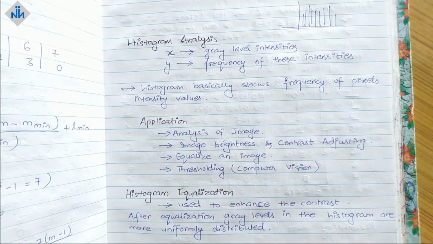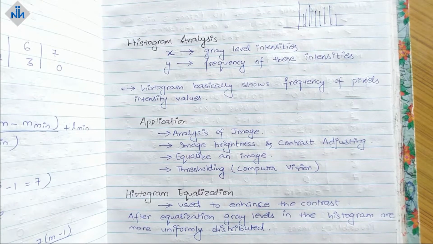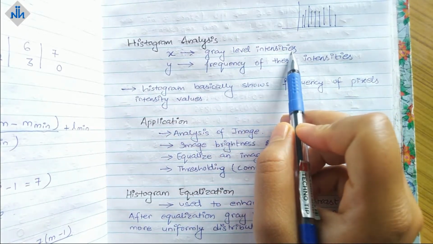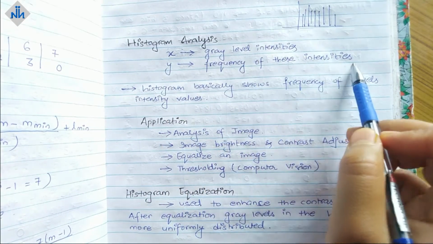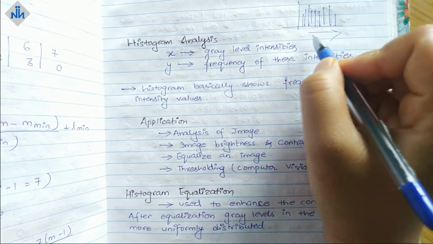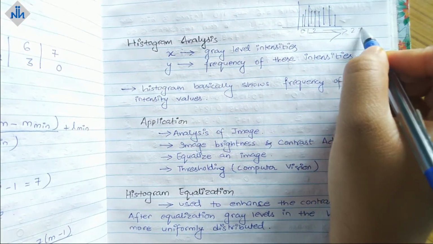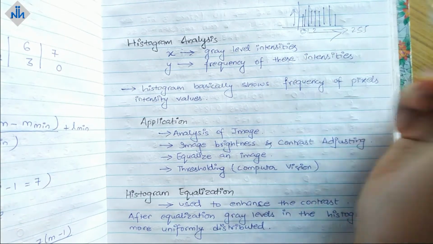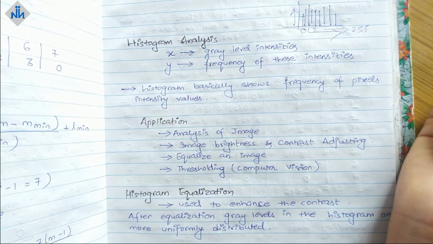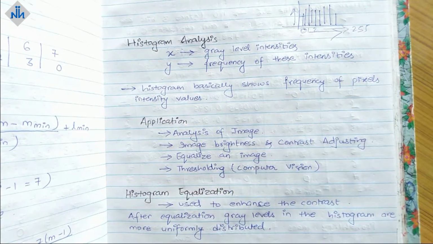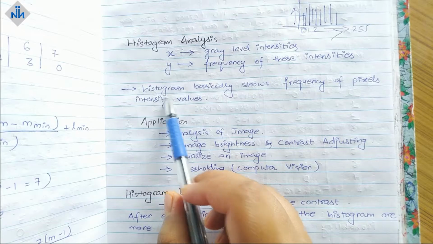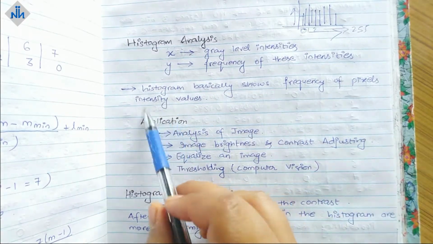So in image processing, a histogram gives us the frequency of all the gray levels in an image. X represents gray level intensities and Y represents the frequency of these intensities. Here we have our gray level values 0, 1, 2 all the way to 255, and for each we have a frequency. In that way it gives us the entire analysis of the image in the form of a graph of intensity and frequency. So a histogram basically shows the frequency of pixel intensity values.